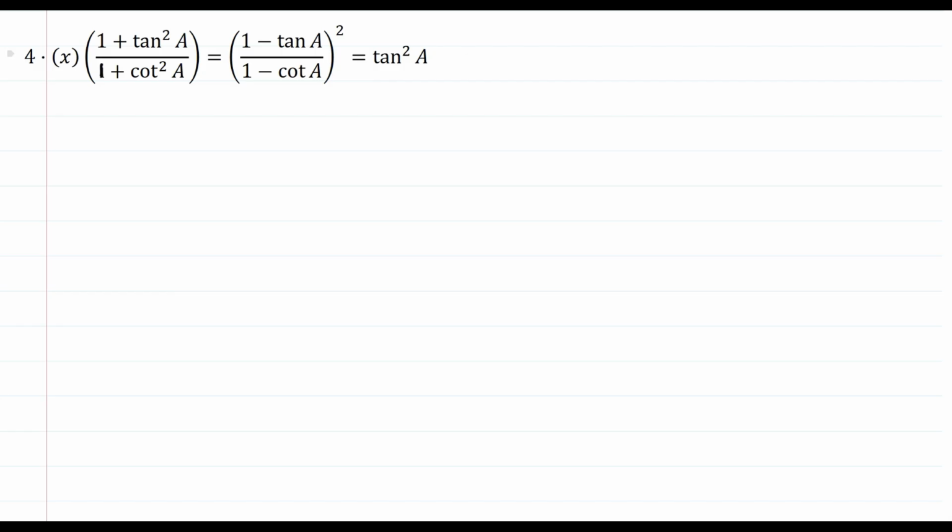Welcome back. Let's see the 10th question. In this question, (1 plus tan square A) divided by (1 plus cot square A) is equal to ((1 minus tan A) by (1 minus cot A)) the whole square, that is equal to tan square A.